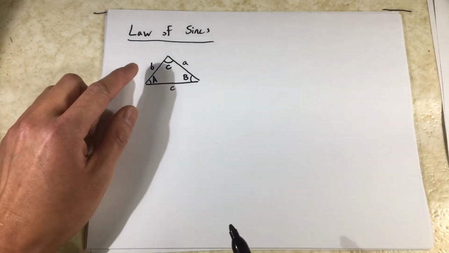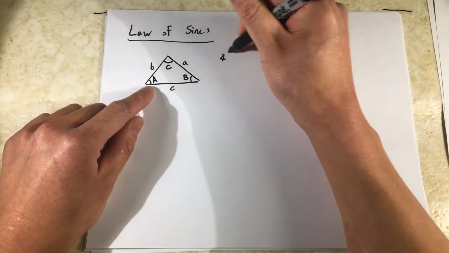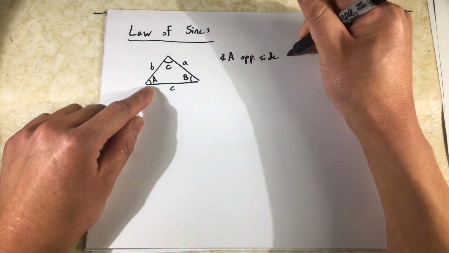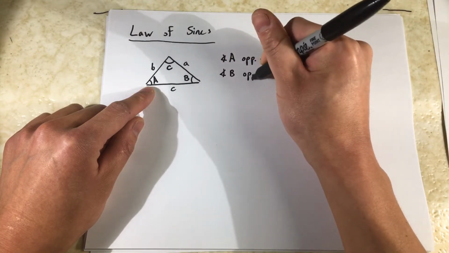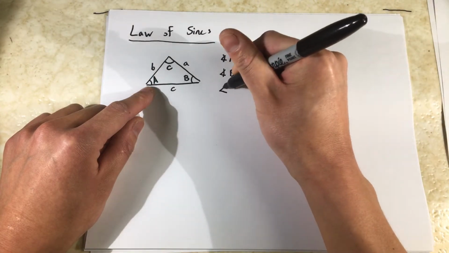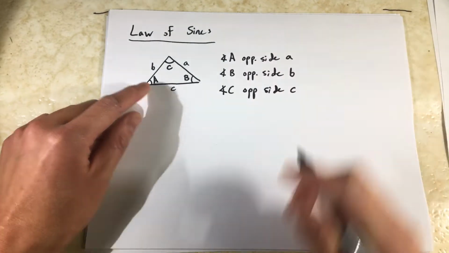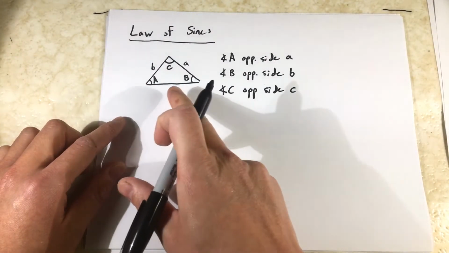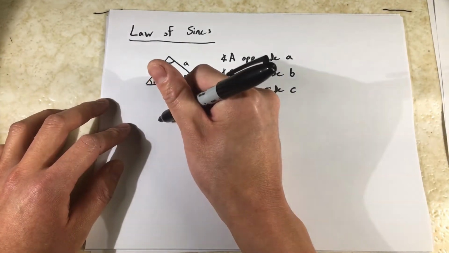You can see that the way this notation works is that the angle A is opposite the side little a. The angle B is opposite the side little b. The angle C is opposite the side little c. Okay, so the law of sines basically relates the angle and the side opposite it. So the law of sines is written like this.